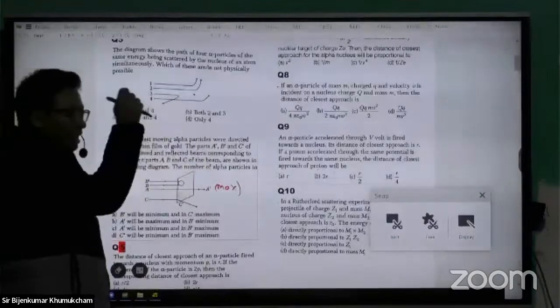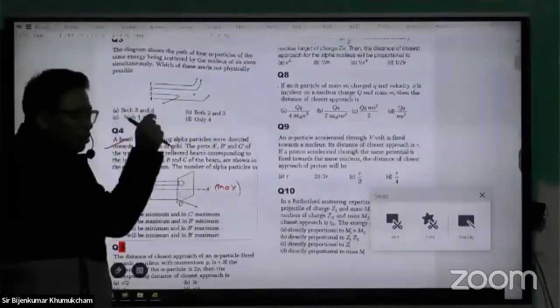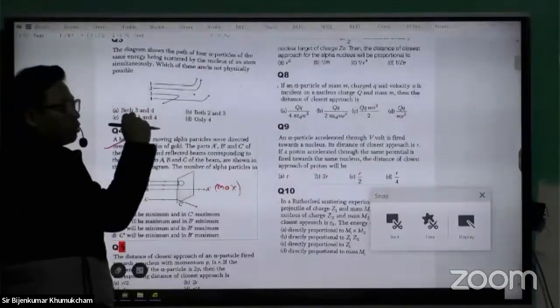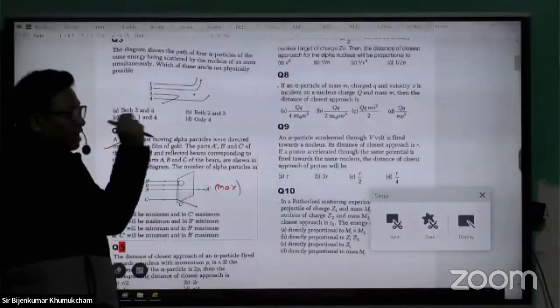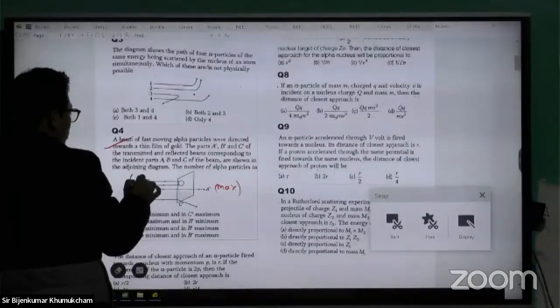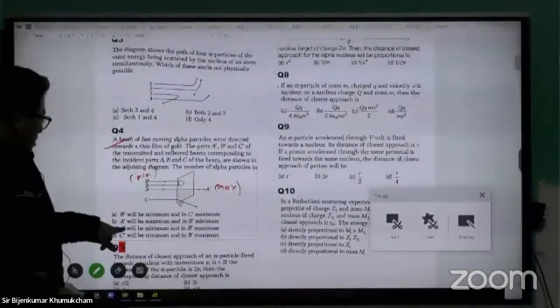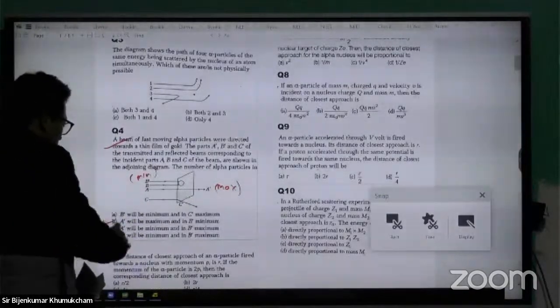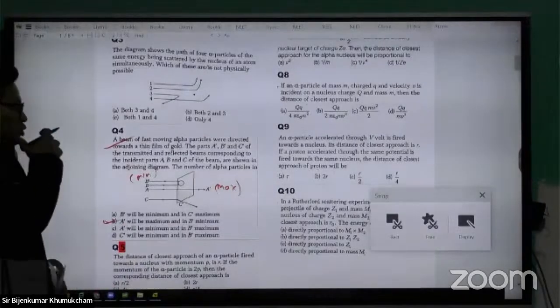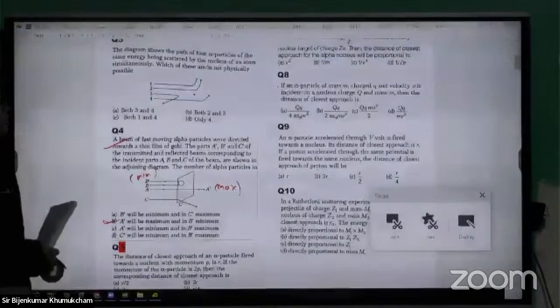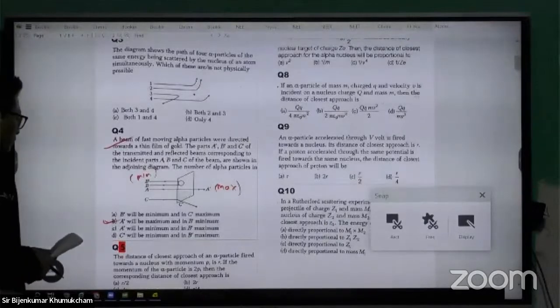Only the particle that directly strikes the nucleus bounces back. Since the size of the nucleus is very small, only a small amount of particles hit it, so B is minimum. A is maximum, B is minimum, so that is the option. They are asking whether you have a clear concept of the Rutherford model.